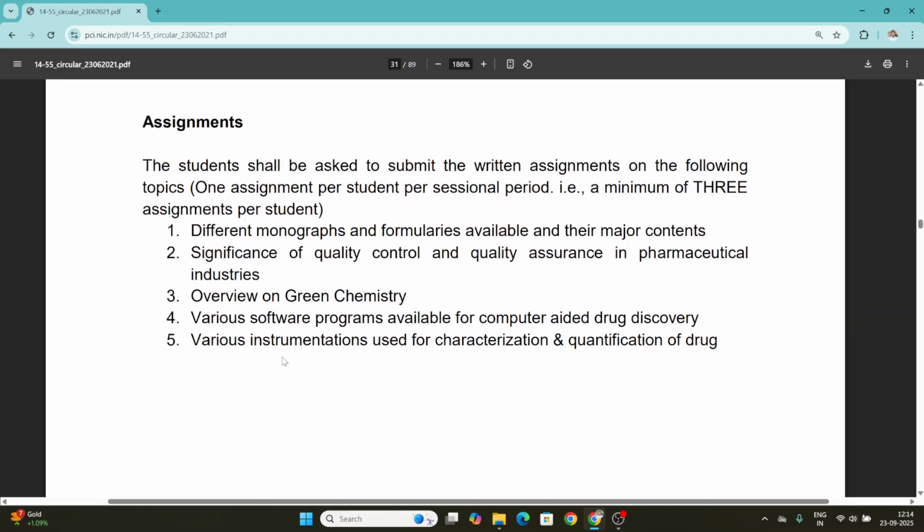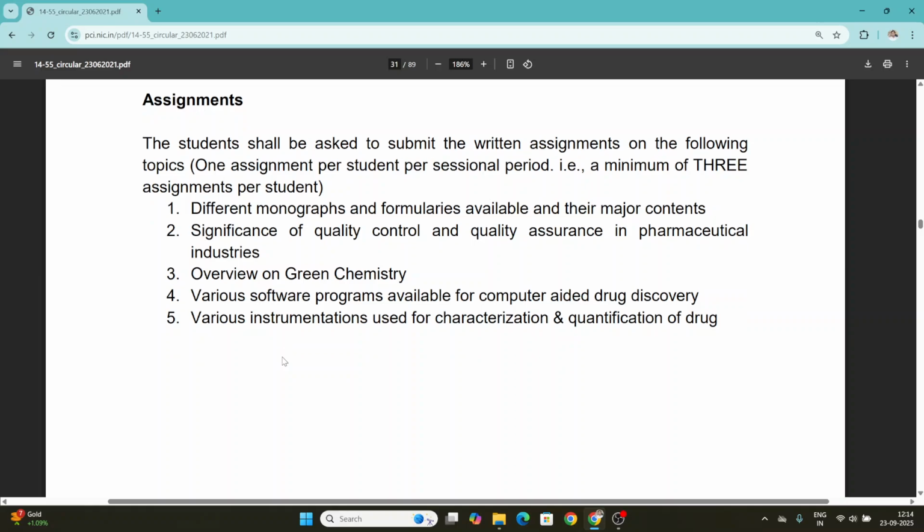Assignments. The students shall be asked to submit a written assignment on the following topics. One assignment per student per session period, that is a minimum of 3 assignments per student.